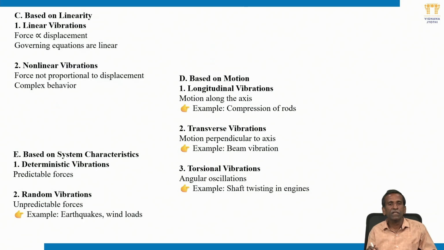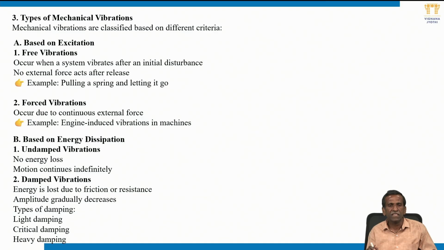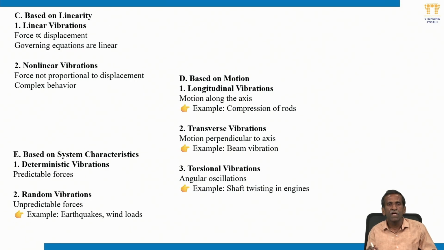Now, coming to the other category, based on linearity. First we saw based on excitation, second based on energy dissipation, and third based on linearity. In linear vibrations, whatever force is applied or disturbance given is directly proportional to the displacement. Non-linear means whatever force you apply is not proportional to the displacement, and the material has complex vibration behavior. This is based on linearity.